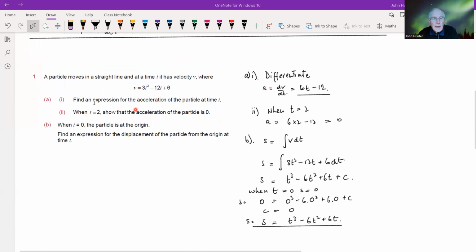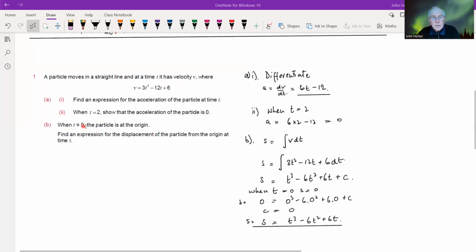So in order to find the expression for the acceleration of the particle at time t, as in part A1, we just differentiate it, and that gives us 6t minus 12. That's just applying the power rule to the velocity function to get the acceleration function. So that's pretty straightforward. When t equals 2, show that the acceleration of the particle is 0. So then we're just substituting t equals 2 into our acceleration function, and that's going to give us 6 times 2 minus 12, which is equal to 0. So that's part 2, pretty straightforward.